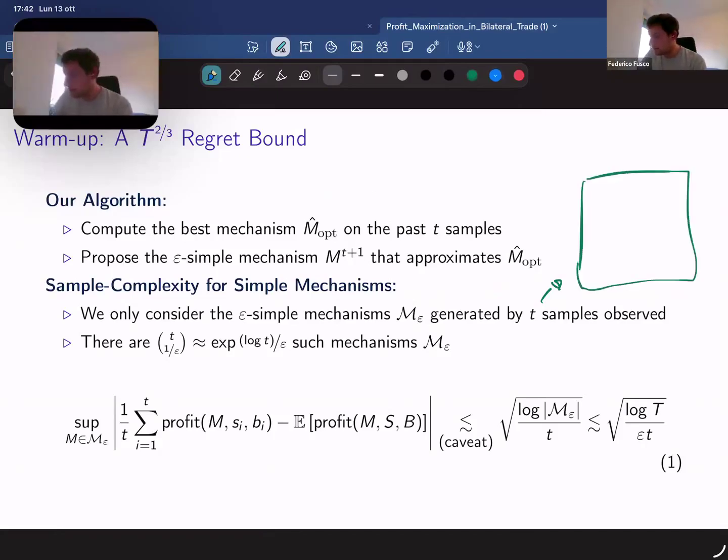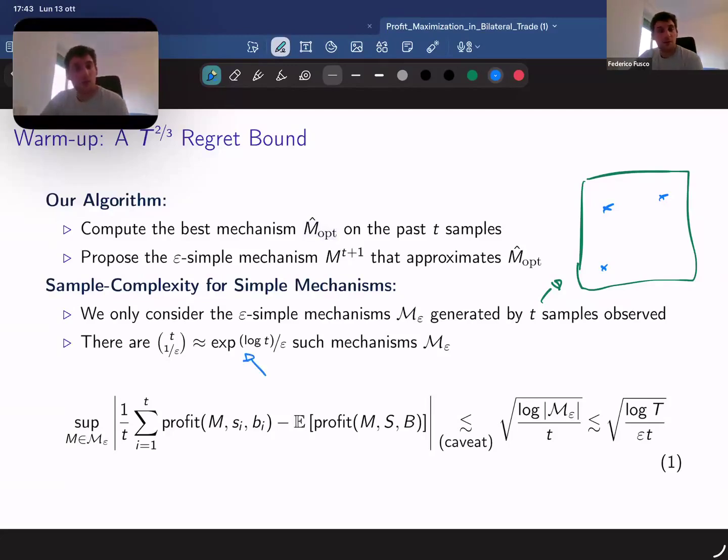So this is the square. Maybe I have this point, and this point. I don't need any mechanism. I need the mechanism that depends on the realized point. And on top of that, I will also need a uniform epsilon grid to ensure the coarseness needed for the approximation. So if I give you t points and I look at the grid induced by these t points plus the standard epsilon grid, then this is basic combinatorics. You can get that there are exp of log t over epsilon such mechanisms.